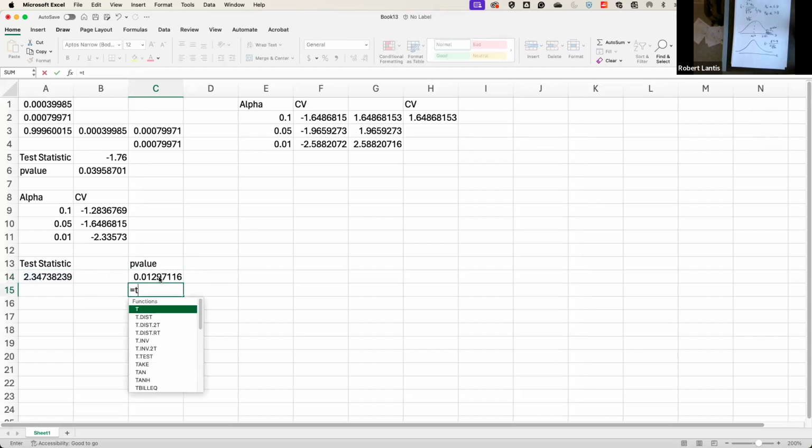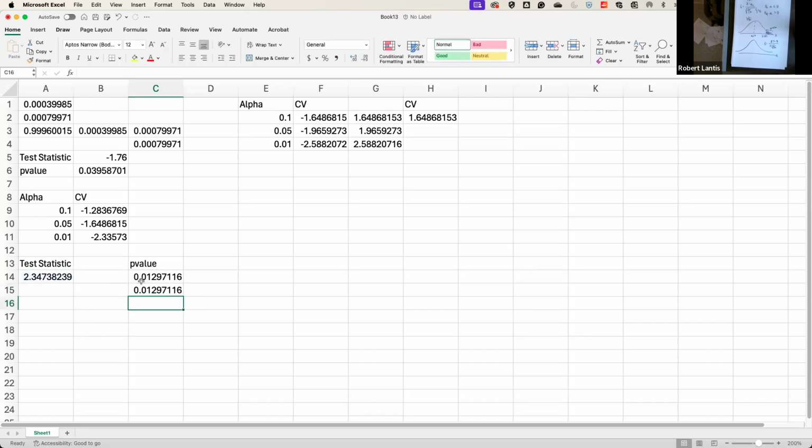Right? Now, what I can also do is use t.dist.rt. If I do this, all I have to remember is that when I give it the test statistic, just like t.dist.2t, it always has to be positive. You should only be using it when you have a positive test statistic anyway. You get the same value.